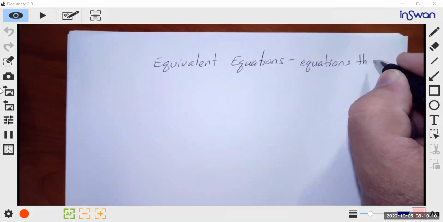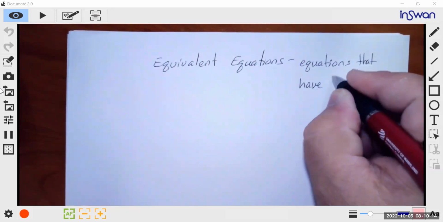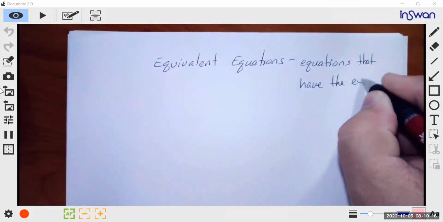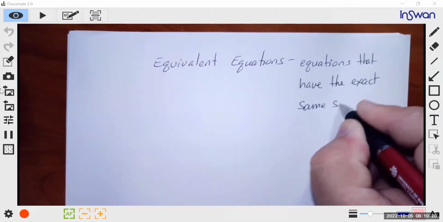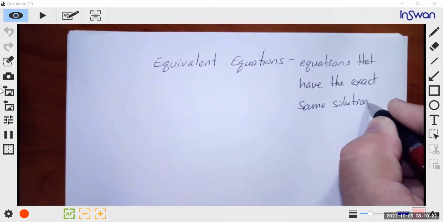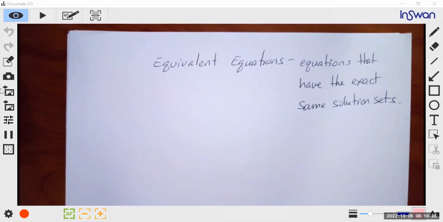Yes, but what values? The exact same solution sets. So if two equations are equal, that means the answers of both of them have to be equal. But you're right. When you said the values, that's what you meant. I know, but we have to put it in math terms.